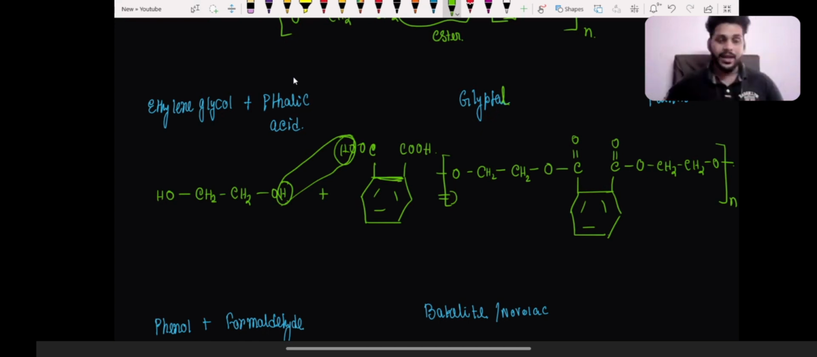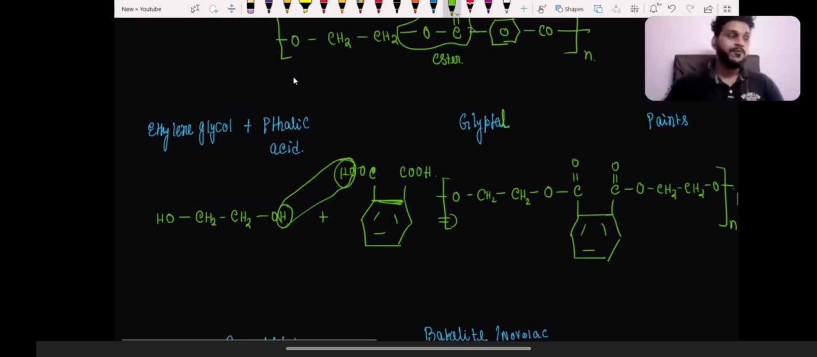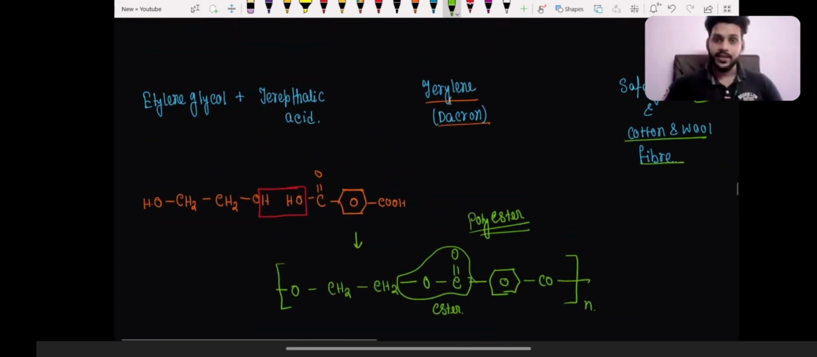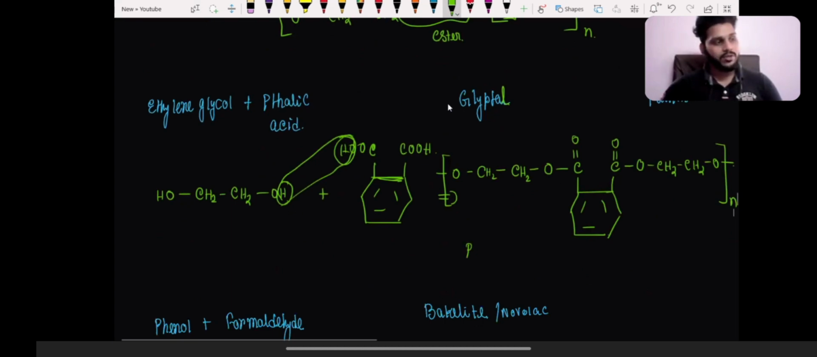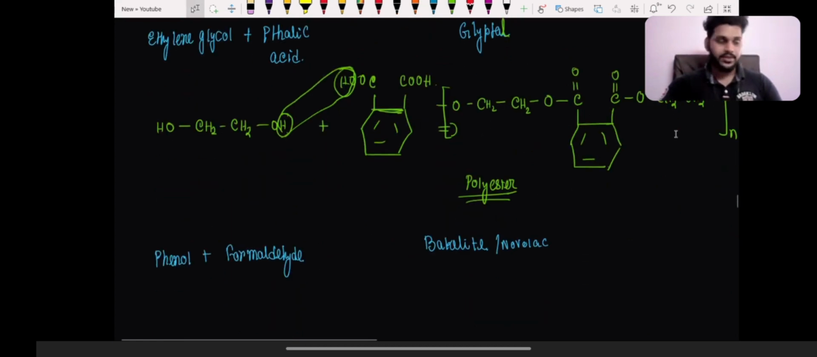So this is phthalic acid. So that's why it is glyptal. Whenever it is terephthalic acid, it would become our polyester, which is terylene. This is also a polyester, right? Glyptal is also a polyester. So terylene and glyptal. Okay, glyptal is being used in paints.